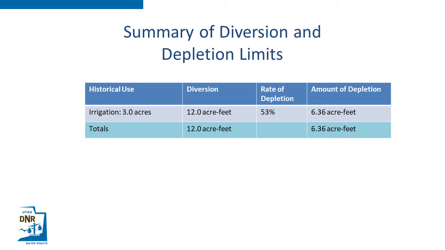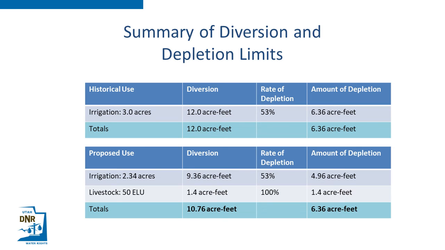So we are going to start in our table with the historical uses of 3 acres of irrigation, 12 acre-feet of diversion, the depletion rate of 53%, the amount of depletion is 6.36 acre-feet. The proposed uses, we have 2.34 acres of irrigation, which takes 9.36 acre-feet diversion. With a depletion rate of 53%, the amount of depletion for the irrigation portion is now 4.96 acre-feet.